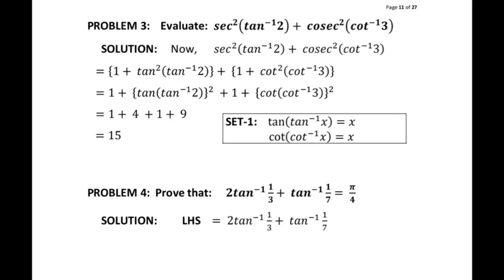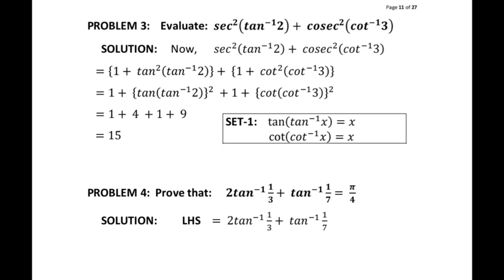Problem 3. Evaluate sec square of tan inverse 2 plus cosec square of cot inverse 3. So take the given expression first, and here we have to apply two formulae from our secondary education syllabus, that is 1 plus tan square theta equals sec square theta and 1 plus cot square theta equals cosec square theta. Accordingly, we get the second step as 1 plus tan square of tan inverse 2, plus 1 plus cot square of cot inverse 3.